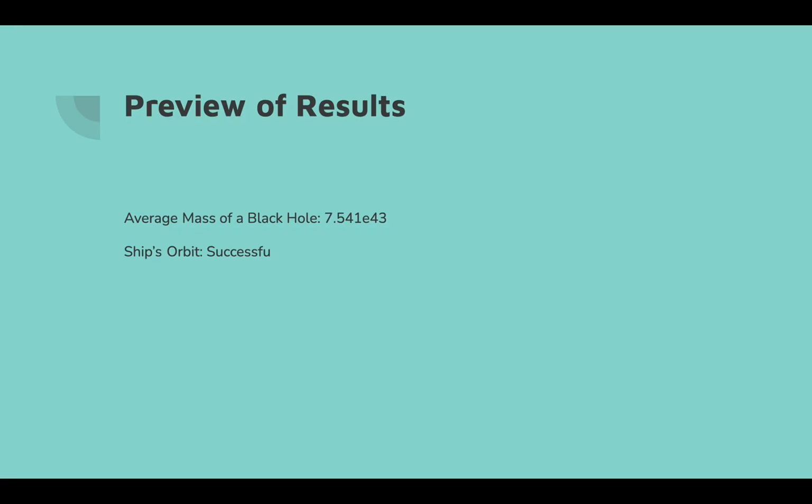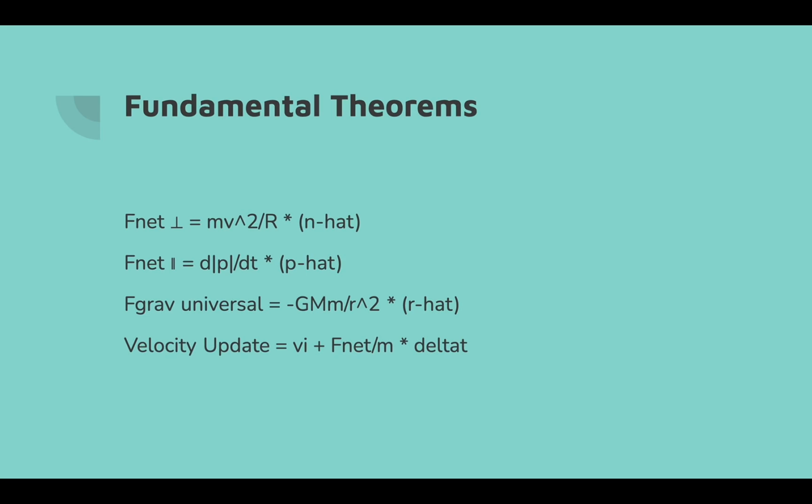So here's a preview of results. The average mass of the black hole was found to be 7.541 times 10 to the 43, and the ship's orbit was successful. We were able to orbit around both the planet and the moon orbiting around it.